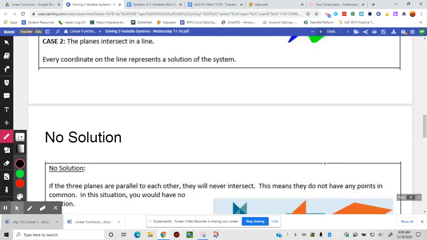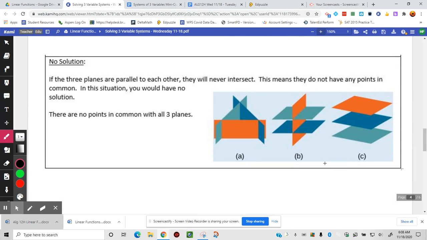Well, sure. There's no solution. It means that the planes never intersect. They could be parallel planes, just like we've talked about with parallel lines. But they could also be two planes are parallel with one that cuts through it, like in picture B. Or it could be like in picture A, when you have three planes, but the three planes never intersect. They intersect two at a time, but never all three of them.